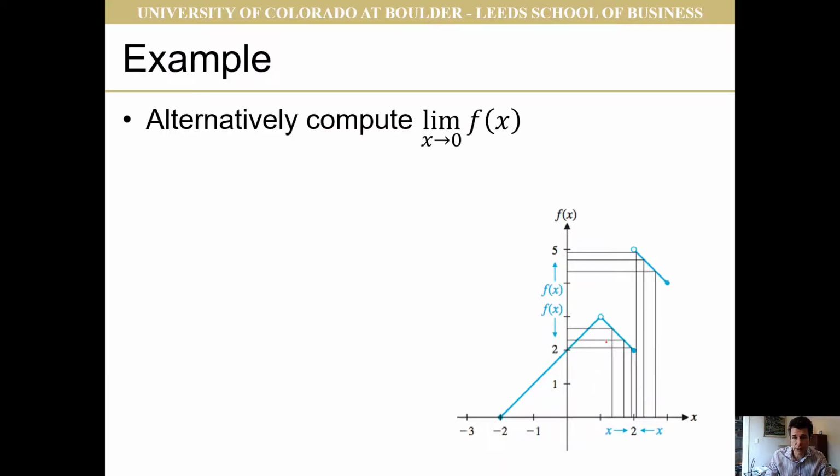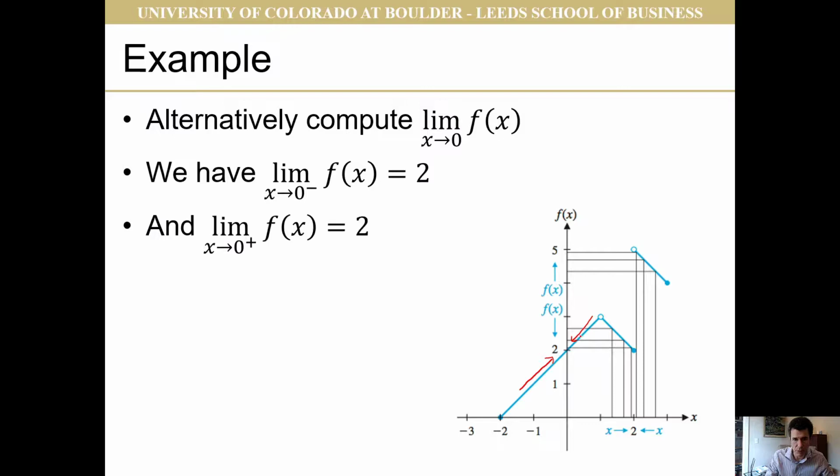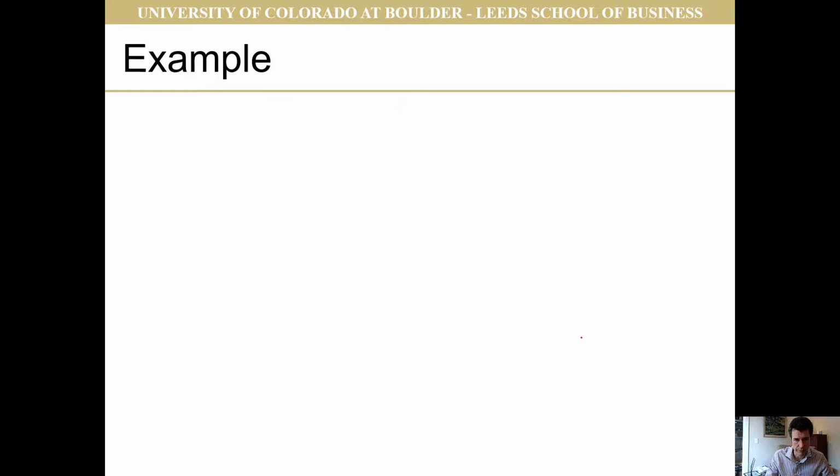Okay, so let's do another example. Let's compute the limit as x goes to 0 of the function f of x again. Well, from the left, we can see it approaches 2. From the right, we can also see it approaches 2, which means that the limit as x goes to 0 of f of x equals 2.